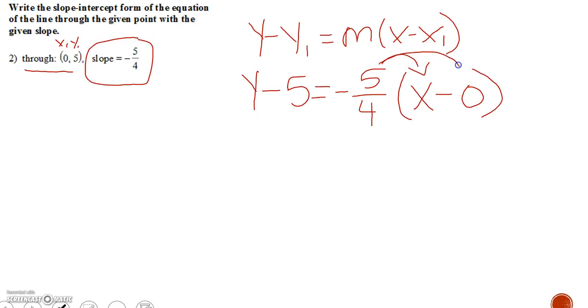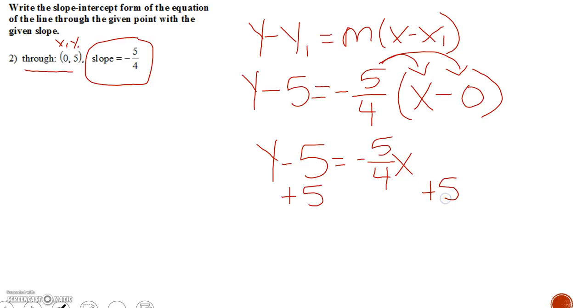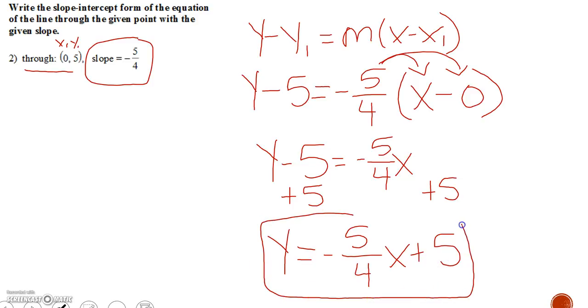Alright, so to get this in slope-intercept form, we're going to distribute the slope. So negative 5/4 times x is negative 5/4 x, and then negative 5/4 times 0 is 0. And then in order to get to slope-intercept form, we need to get this y by itself over here, so the opposite of subtracting 5 is adding 5. And we can't add it to the negative 5/4 x because it's not like terms, so we're just going to tack it on the end here. So our slope-intercept form is y equals negative 5/4 x plus 5.